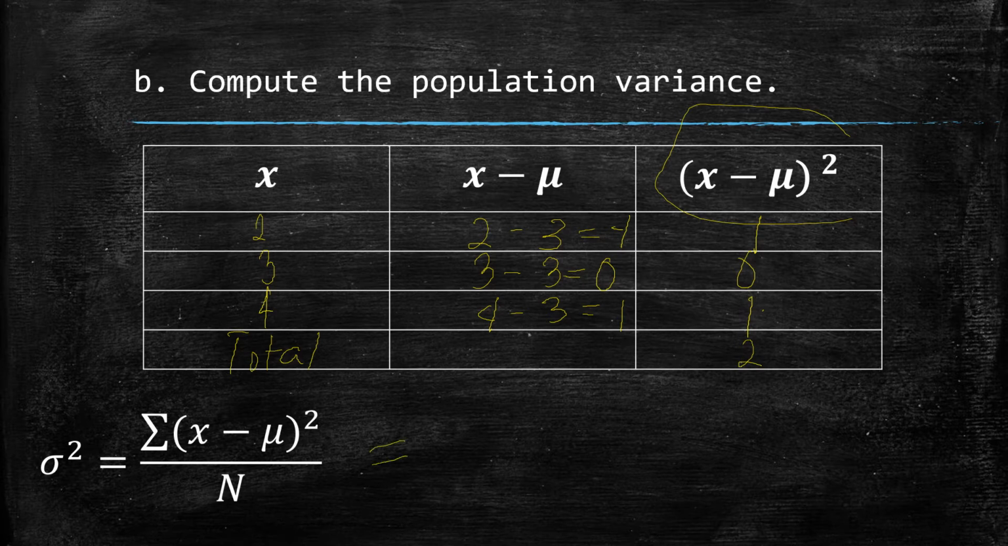Okay, we're going to substitute that in our formula. So this is the formula for population variance. This is the symbol for population variance. This is sigma in small letter. Okay, so the sum is 2 divided by the entire population. So you have 3. So 2/3. Okay, so you can write that as decimal. So that becomes 0.6666, repeating, right? So we can just round off that to 0.67.